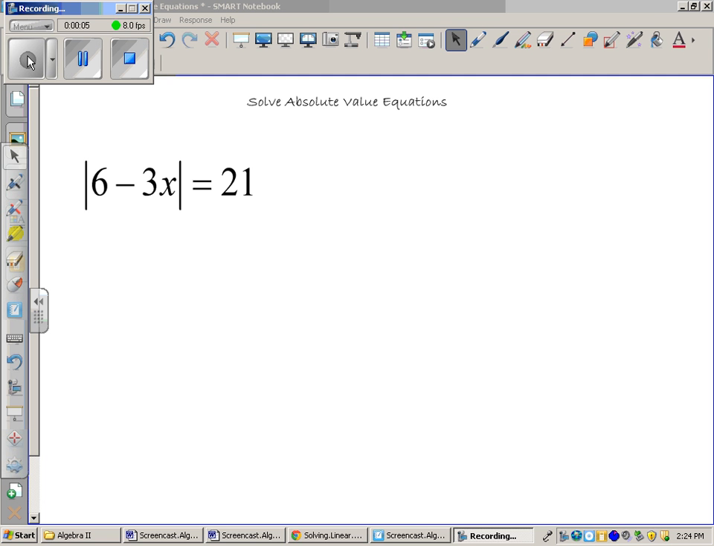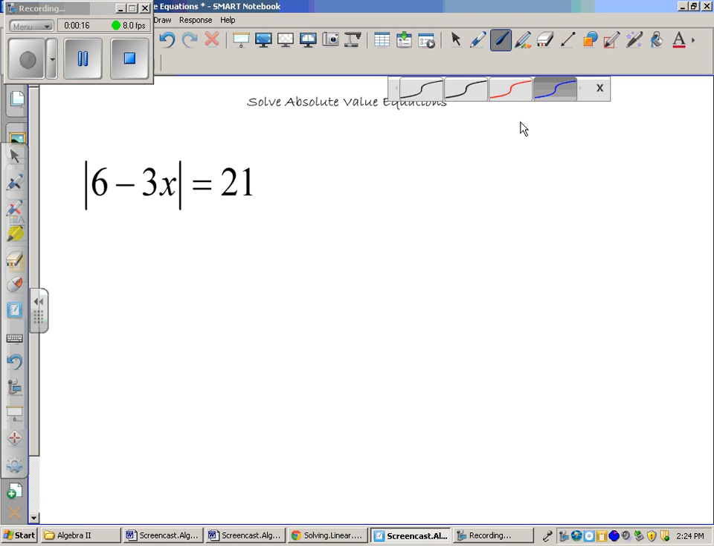And go. All right, we are going to solve absolute value equations, and we're going to effectively communicate our process. And I wish my pen was working to start that moment. Here we go.